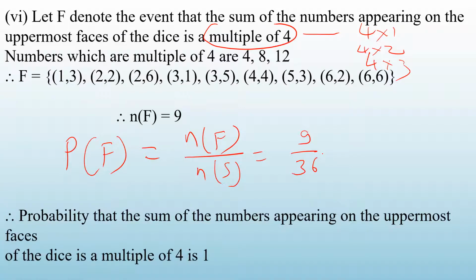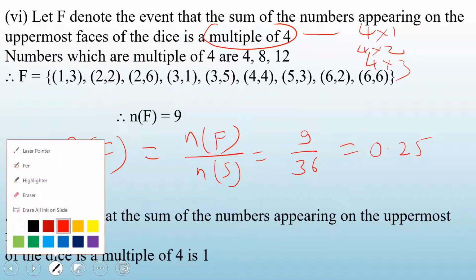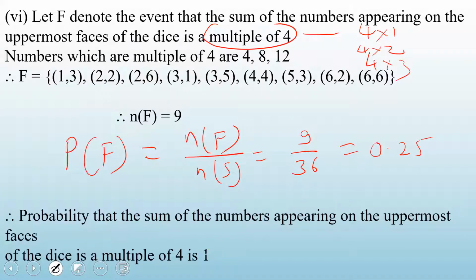How much does it come? 0.25. Correct? So 0.25. And therefore, we can conclude now and write down: the probability that the sum of the numbers appearing on the uppermost faces of the dice is a multiple of 4. What is the probability? It is 0.25. Correct? So this is the answer.